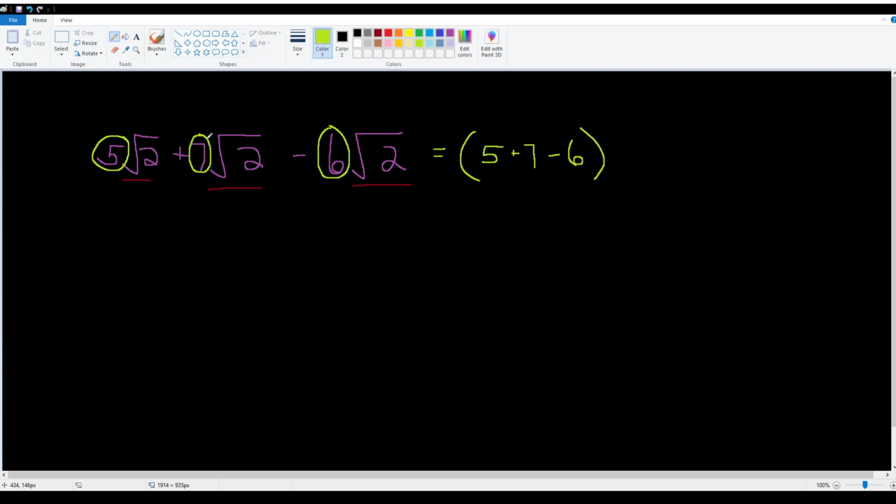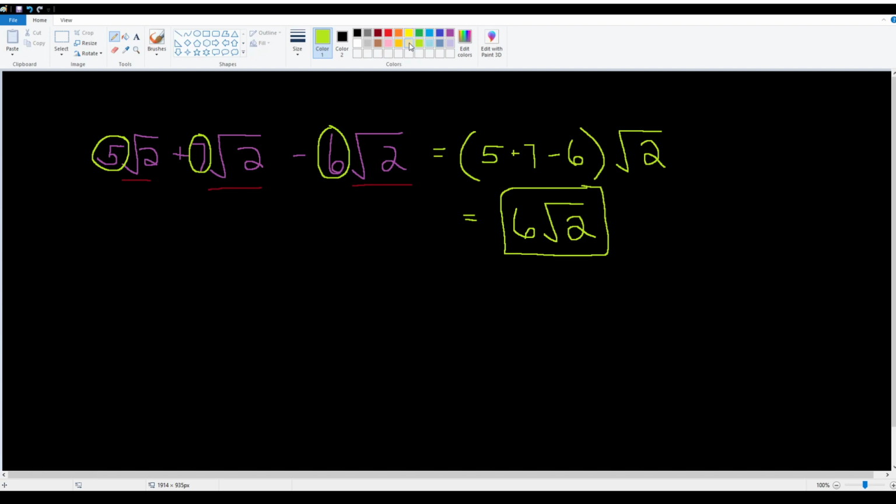And since they all share the same radical, that radical is getting multiplied by those coefficients. So all I have to do is simplify what is inside here. So 5 plus 7 minus 6, this is going to be 12, minus 6 becomes 6. So this is going to end up equaling 6 radical 2. This would be my final answer.